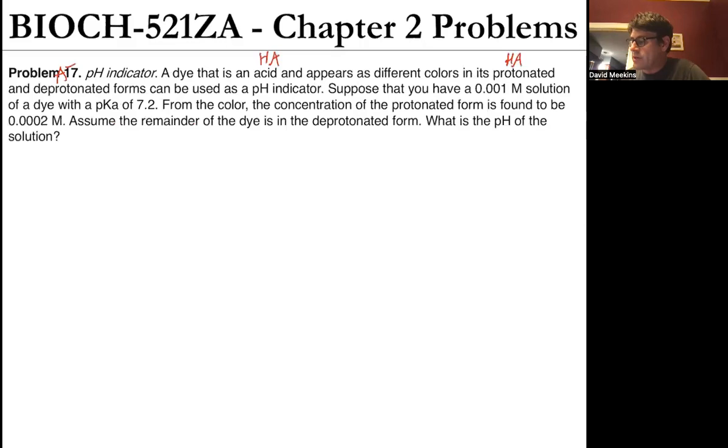So suppose that you have a 0.001 molar solution of a dye with a pKa of 7.2. From the color, the concentration of the protonated form is found to be 0.0002 molar. Assume that the remainder of the dye is in the deprotonated form. What is the pH of the solution?